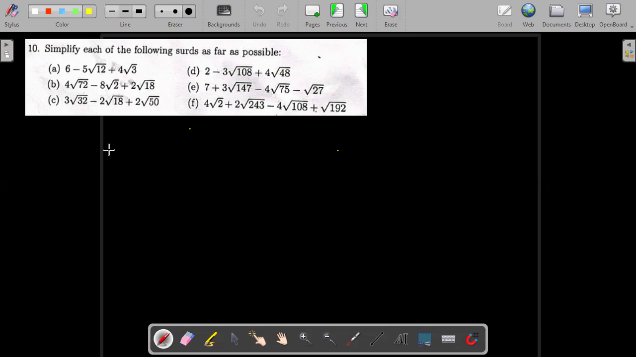So let's start with part 1, which is the basic one, where we have 6 minus 5 root 12 plus 4 root 3. What you must observe is it's telling you to simplify each of the following as far as possible. When it comes to simplification, if there's a root that you cannot simplify further, most of the other roots must look like that one.